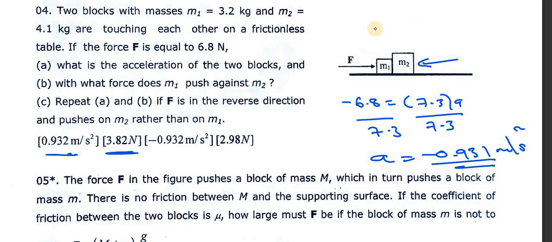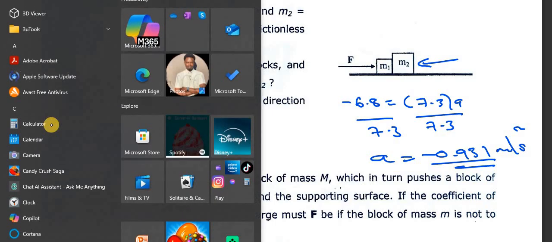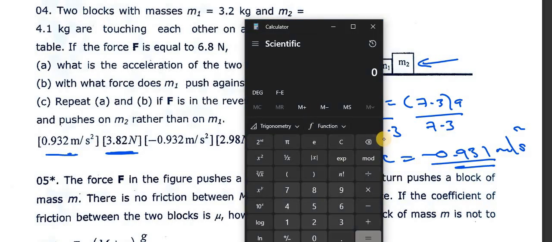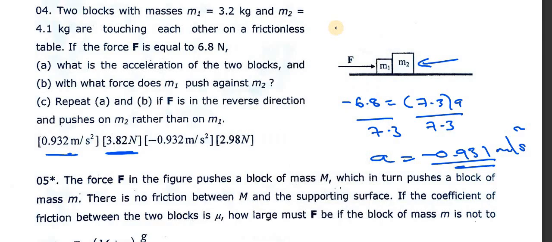Then once you get this, they are saying pushes on M2 rather than on M1. So the force that this guy is feeling is going to be in a similar way. Let me just use my calculator here to verify this. This is going to be 0.931, then multiplying 3.2. This is going to be 2.98. This is what you are getting. So this is why the answers are like this. So that answers your question number 4.